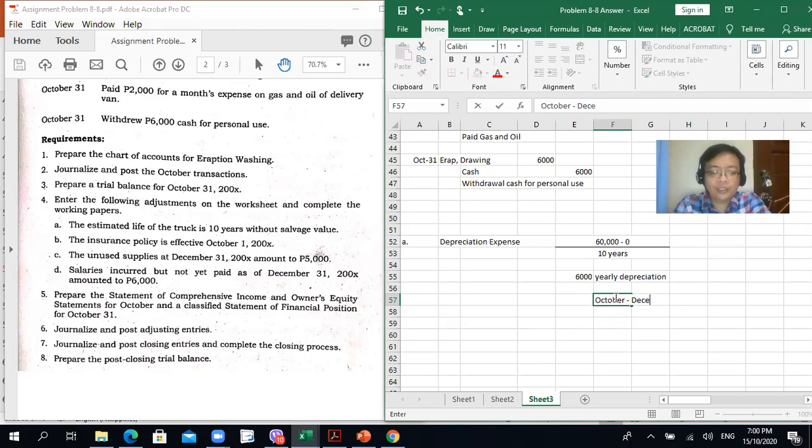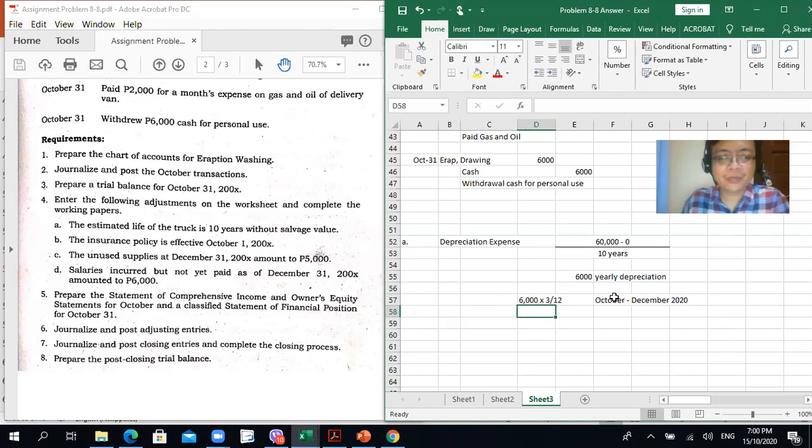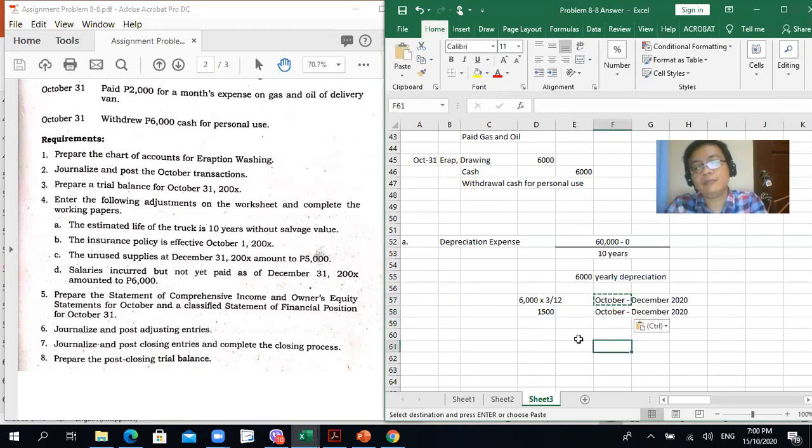Okay, take note of this. Usually students make mistakes here. So you have 3 months, meaning the 6,000 should be multiplied by 3 over 12. Nagagets ba? Why 3 over 12? October, November, December. So our depreciation is 6,000 times 3 over 12, so you have 1,500 as your depreciation for October to December.